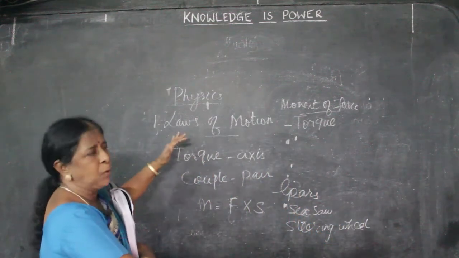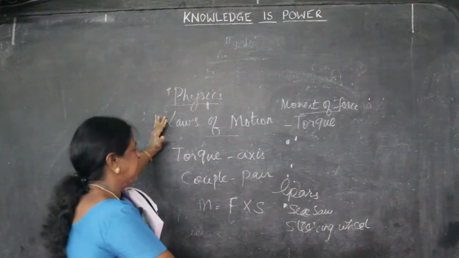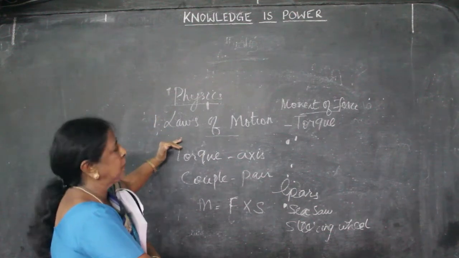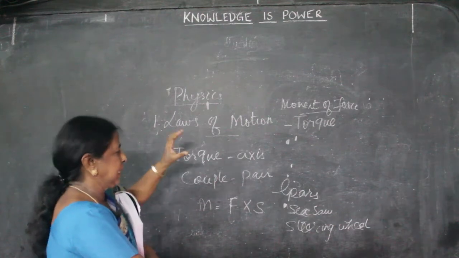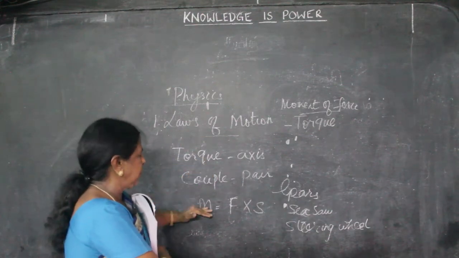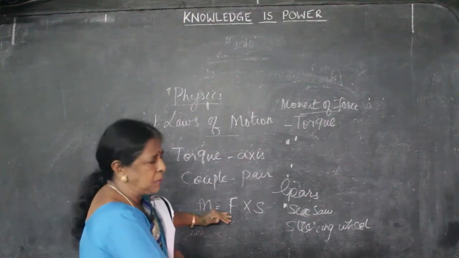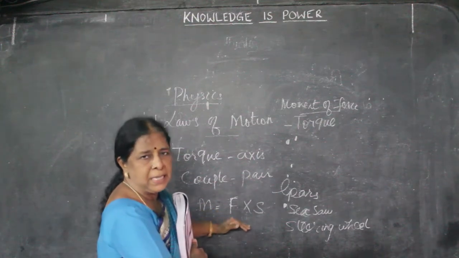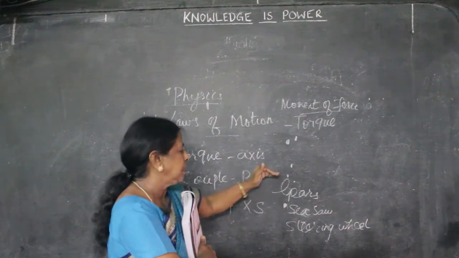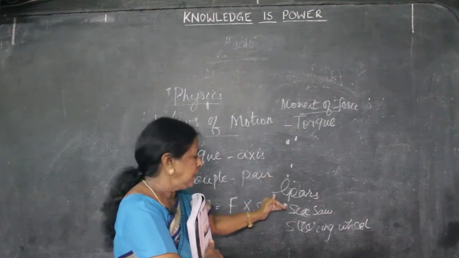So, are you clear, children? Based on Newton's first law we can find out force. In force, we saw that couple comes. Torque is otherwise known as couple. It acts at a particular point. We can find out the moment of couple, that is moment is equal to force into displacement. F is for force, S for displacement. Based on this we can see three applications: gears, seesaw and steering wheel.